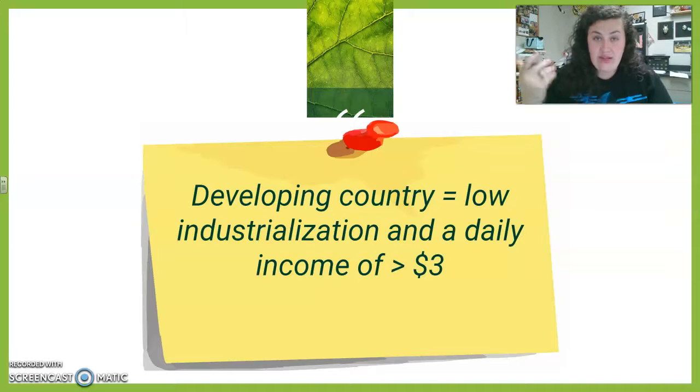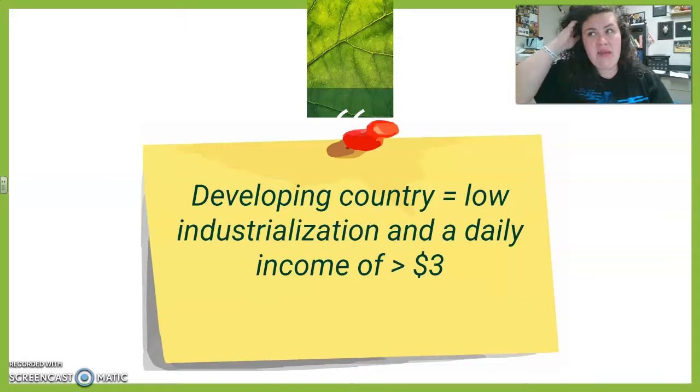So we live in a developed country, and a developing country is one that is characterized by having really low industrialization. So we're still doing a lot of hand-to-mouth farming. And on average, you have a daily income of less than $3 US. Okay, so that is how we in the U.S. define a developing country. Obviously, this is going to change a little bit depending on where you are, but as a developed country, this is what we say.